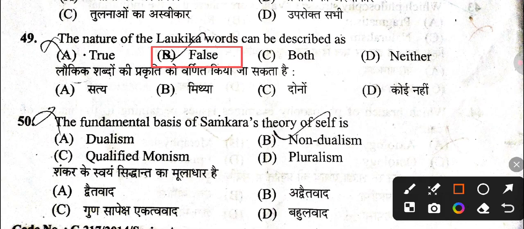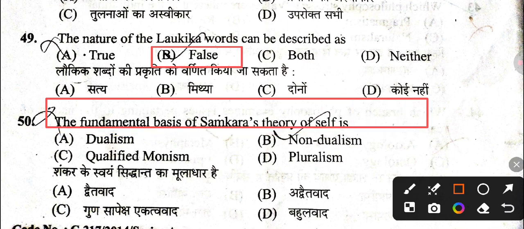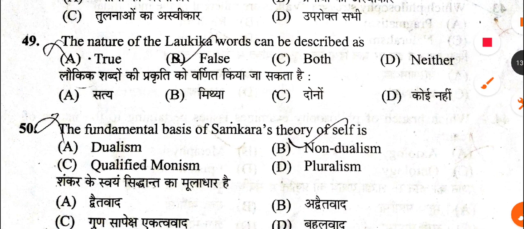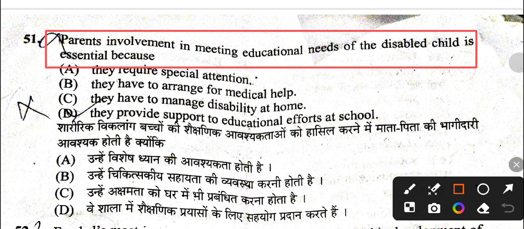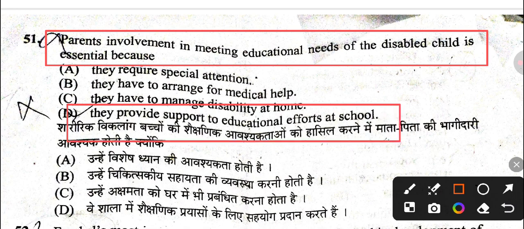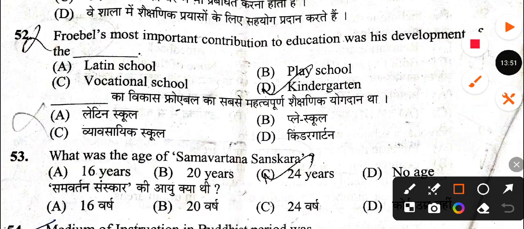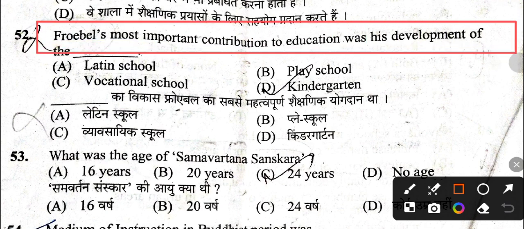The fundamental basis of Shankara's theory of self is Advaitwad or non-dualism. Option number B is the right answer. Parents' involvement in meeting the educational needs of the disabled child is essential because they provide support to the educational efforts at the school. D option is the right answer. Froebel's most important contribution to education was his development of the kindergarten. Option number D is the right answer.